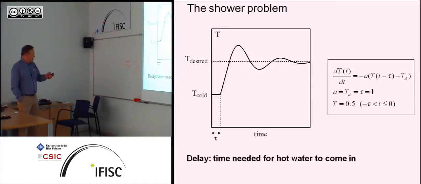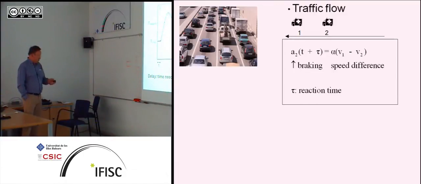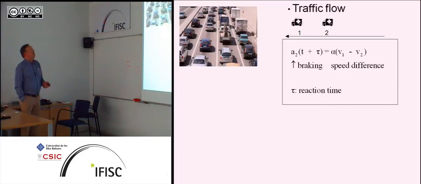So the message here is that you get some oscillation quite easily. Here is another problem that is well documented since the 50s. When people were concerned about traffic problems and wanted to make models, you have to model the interaction between driver number one and driver number two that follows driver number one.